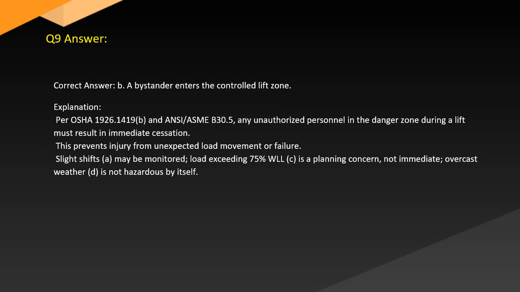Answer. Correct answer. B. A bystander enters the controlled lift zone. Explanation. Per OSHA 1926.1419, answer B. Any unauthorized personnel in the danger zone during a lift must result in immediate cessation. This prevents injury from unexpected load movement or failure. Slight shifts may be monitored. A load exceeding 75 percent of the rating, C, is a planning concern, not an emergency stop. Overcast weather, D, is not hazardous by itself.